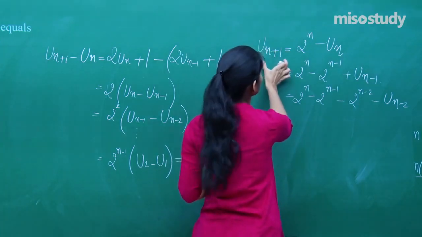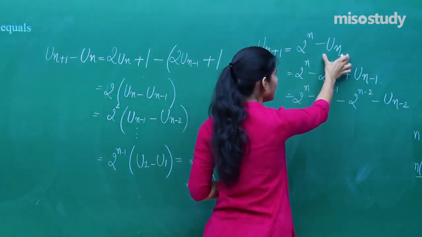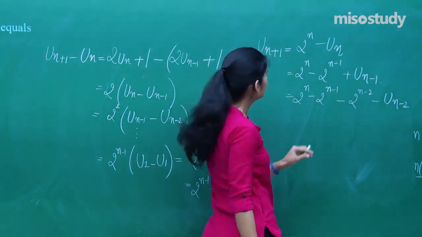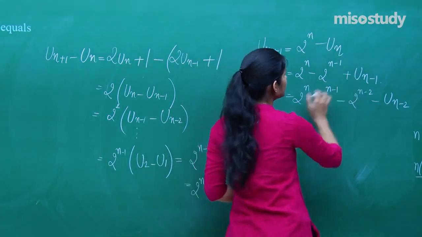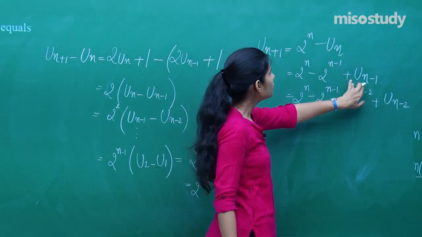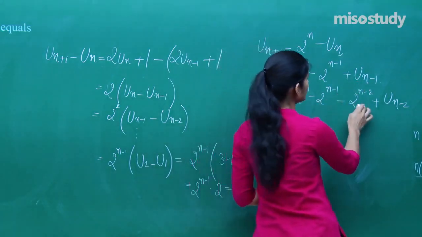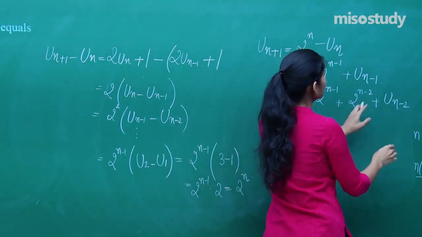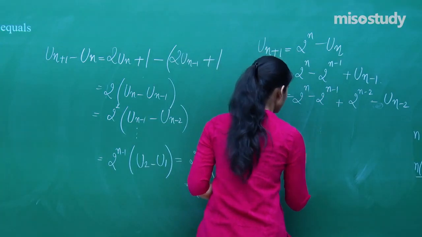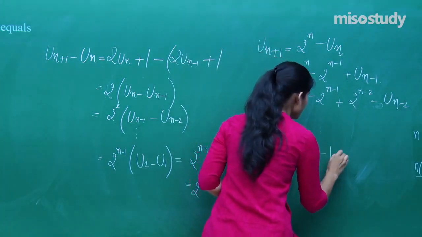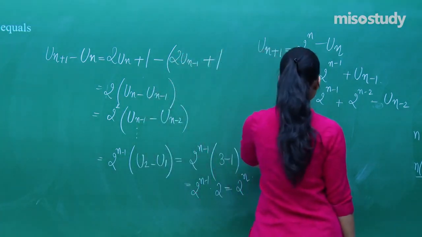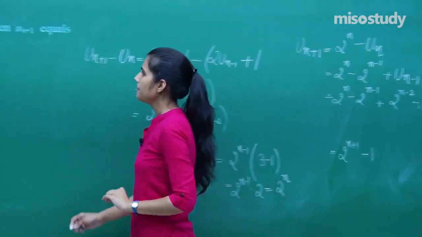what? This is u(n+1). u(n+1) is 2 to the power n minus u(n). Fine. So u(n) is 2 to the power n minus 1 minus u(n-1). Right? So this will be plus. Similarly, when you carry this forward, again carry this forward. Why? Because this will be u(n-1). u(n-1) is 2 to the power n minus 2. This is plus 2 to the power n minus 2 minus u(n-2). When you carry this forward, this argument, you basically get 2 to the power n plus 1 minus 1 as your answer. Fine. And therefore, u(n+1) actually comes out to be equal to 2 to the power n plus 1 minus 1.